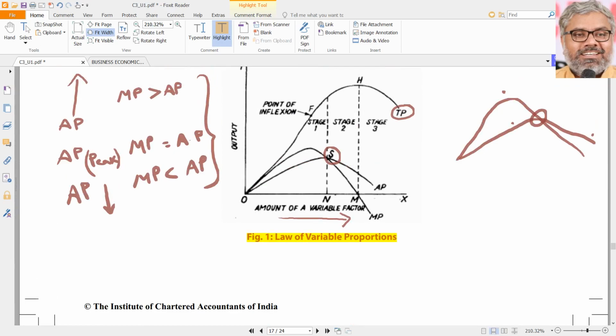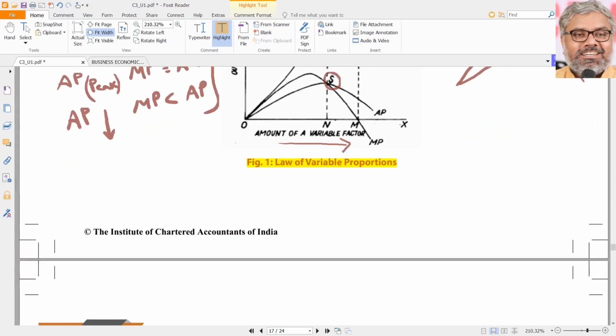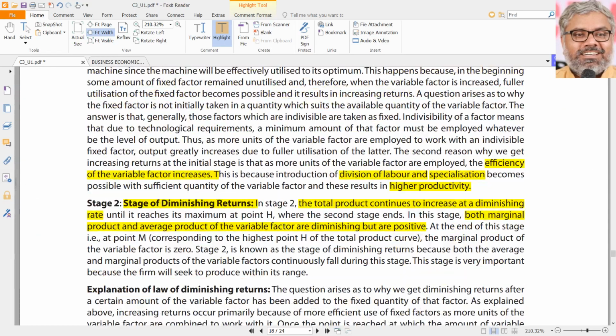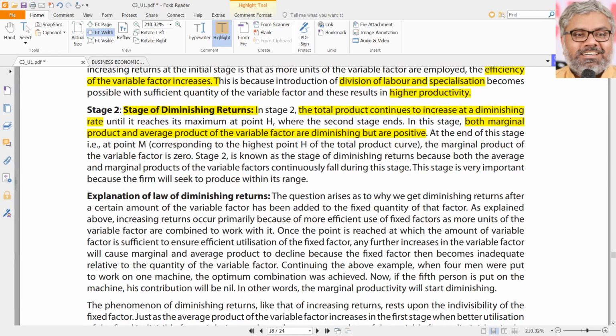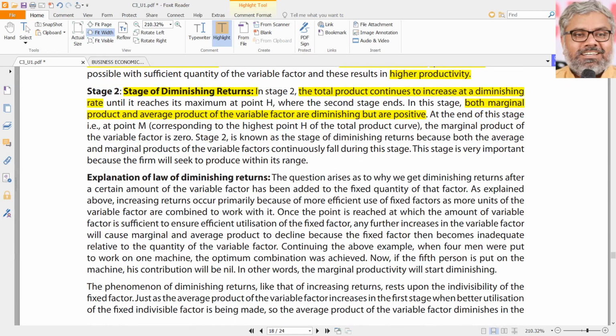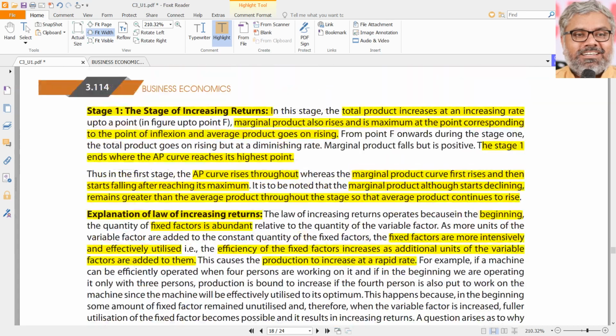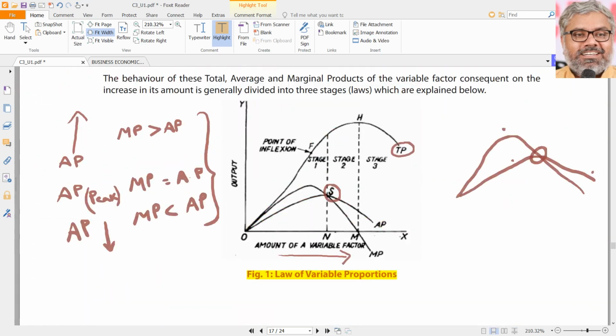Our marginal product is less than the average product when variable factors of inputs are introduced in this stage of diminishing returns. So that is the stage of diminishing returns, we can say. And at the end of this stage 2, the marginal product of the variable factor becomes 0 and total product becomes maximum, that is H.